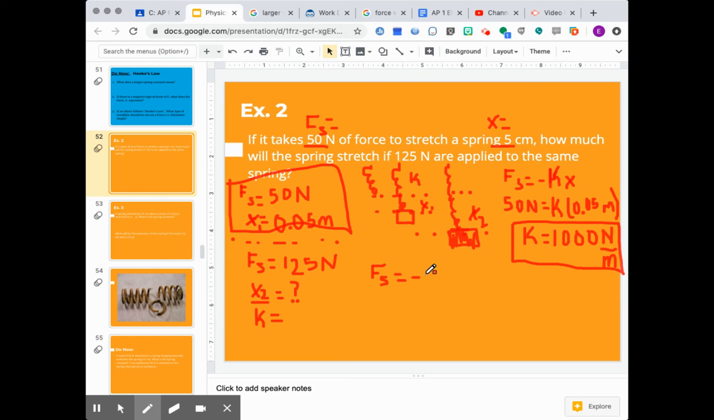So I'm going to write out the equation for Hooke's law. This is step 2. We have the restoring force equals negative K times X. Again, that negative sign denotes direction. We're going to take 125 newtons.